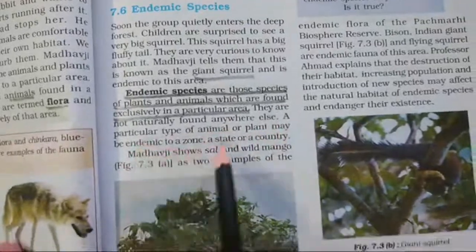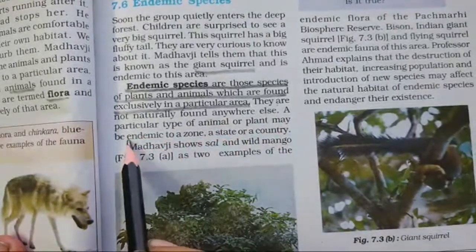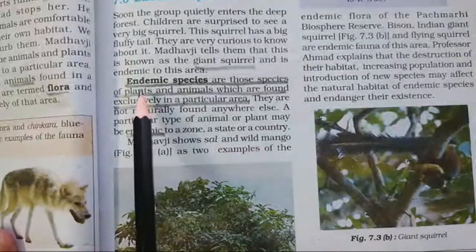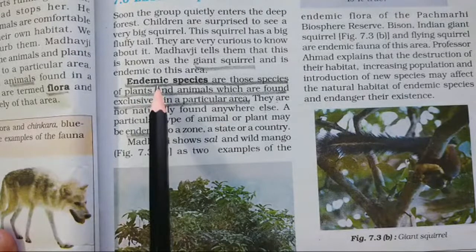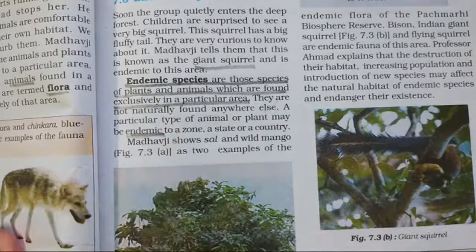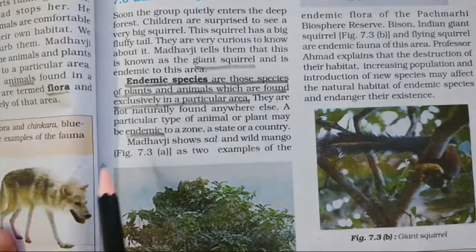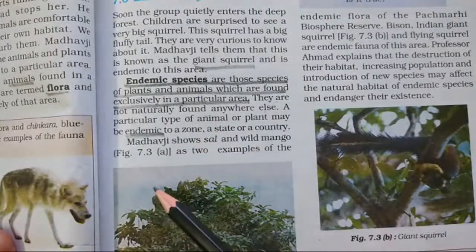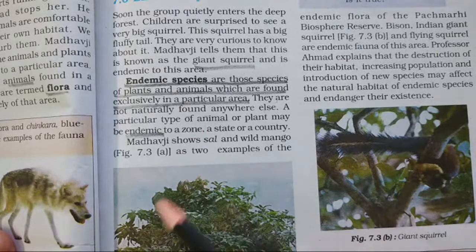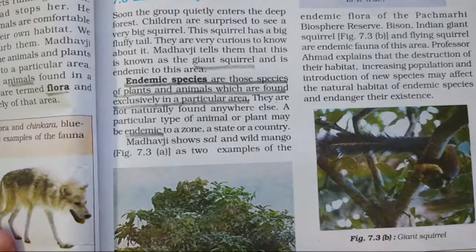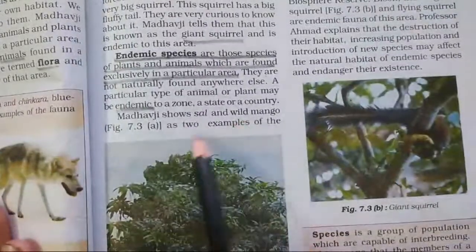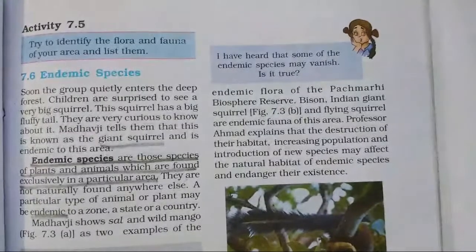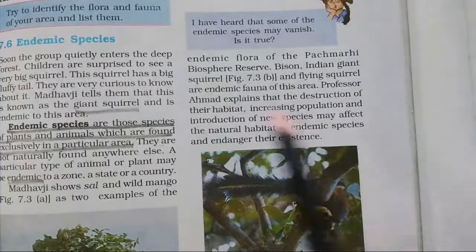And a particular type of animal may be endemic. So endemic means the plant or the animal which is found in a particular area only. They are not found in any other area. If you take this animal from that place to some other country, then they may have problems living. Sal and wild mango are two examples of endemic flora of the biosphere.